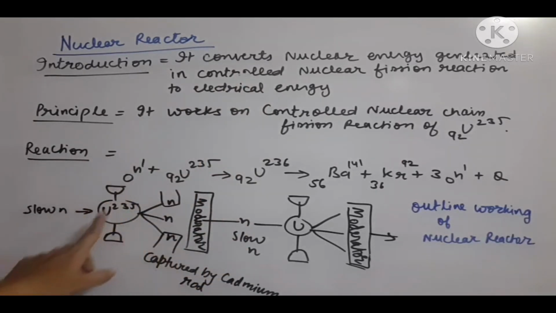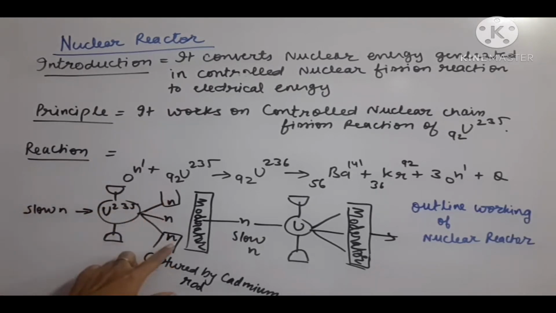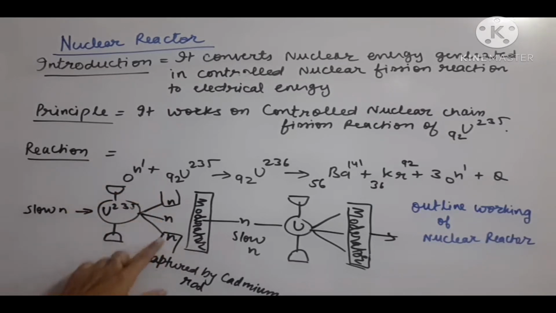We can see the outline working of the nuclear reactor. This diagram we have to show along with the working. Firstly, a slow neutron is allowed to fall on uranium. Uranium breaks into two products, barium and krypton, and generates three fast neutrons. Now we don't want all three neutrons to cause fission further, so these extra two neutrons are captured by cadmium rods. We will discuss that in the next sheet.